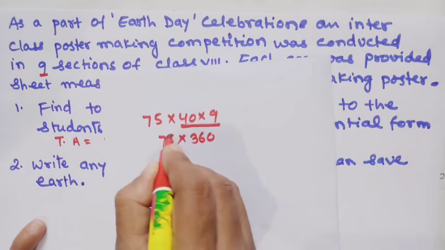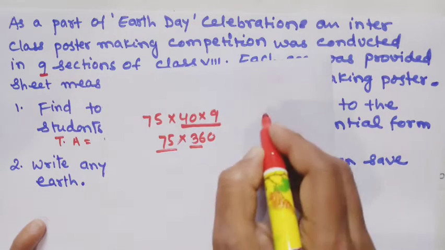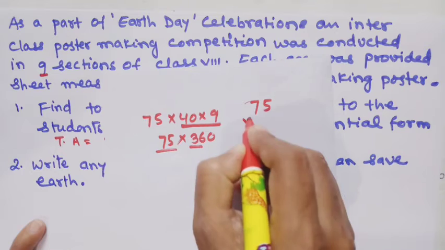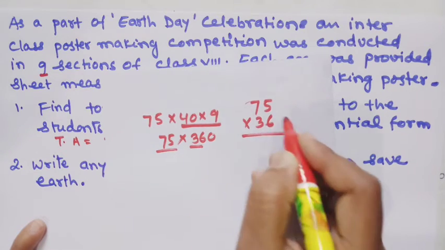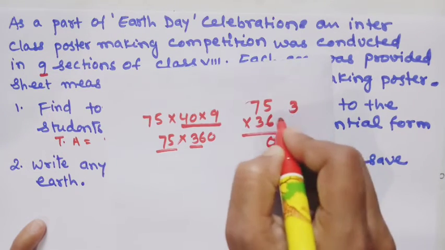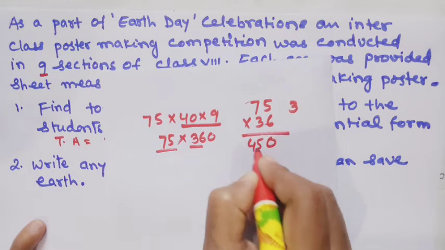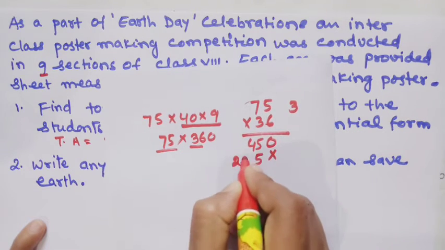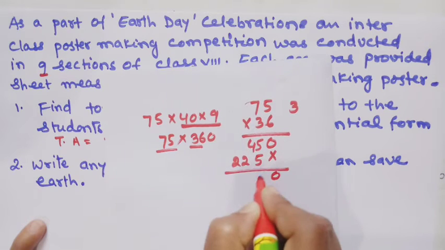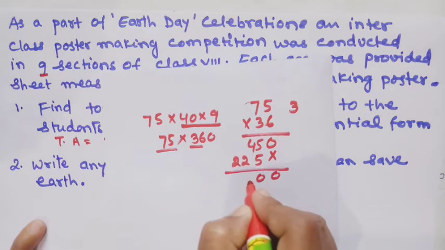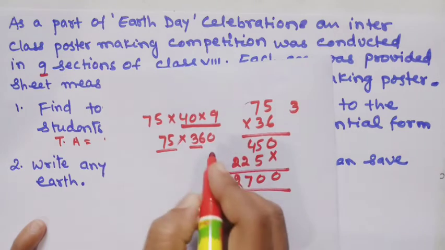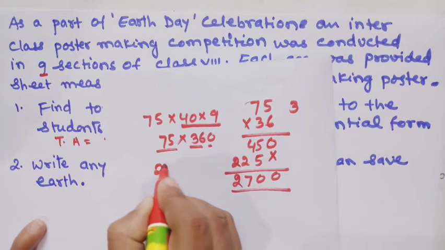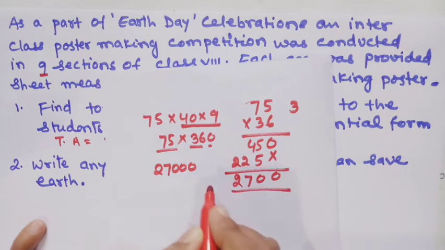And this is 75. Let us multiply 75 and 36. 6 5s are 30, carry 3, 6 7s are 42 and 3 is 45. Then 3 5s are 15, 3 7s are 21 and 1 is 22. So this is 2700 and we have 1 zero. So 27,000 centimeter square you are getting.